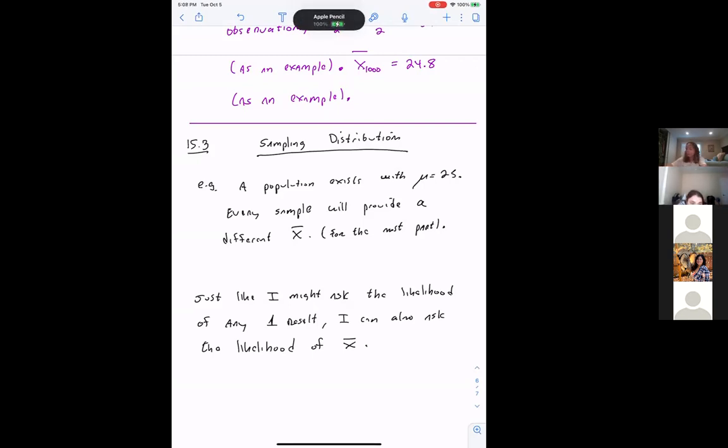So what I want to do now is take you back to something that we've done before, an applet, the central limit theorem.